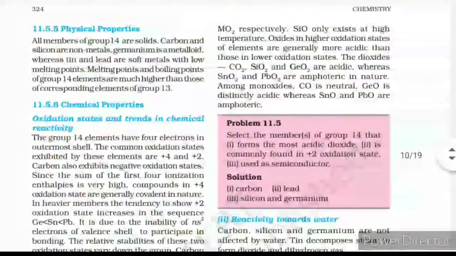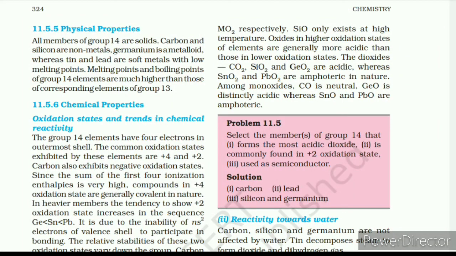The dioxides, carbon dioxide, silicon dioxide and germanium dioxide are acidic, whereas SnO2 and PbO2 are amphoteric in nature. Among monoxides, CO is neutral, GeO is distinctly acidic, whereas SnO and PbO are amphoteric.